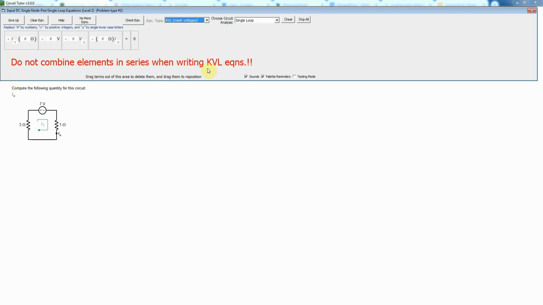It says don't combine elements in series when writing these equations. In fact, the first time you do this, it would actually give you a pop-up explaining that in more detail here, which it didn't show because I've already done that. But so I need basically to have a separate equation term for each circuit element. So if I tried to combine the 1 ohm and the 3 ohm resistor, which of course is legal to do, the program is not going to let you do that because it wants to have a separate term for each thing. Eventually we may change it so that it'll accept that, but right now it doesn't.